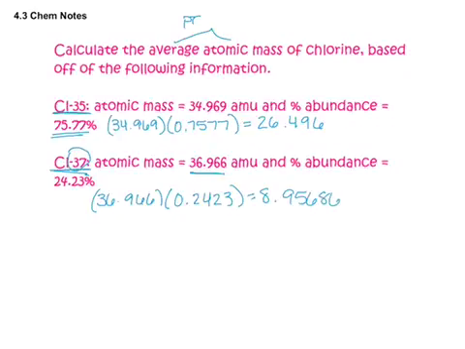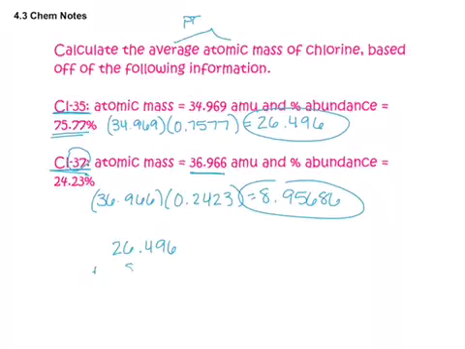And you get 8.95686. And then the last step is to add your two numbers together. So 26.496 plus 8.95686, and you would come up with 35.45 AMU as chlorine's average atomic mass. If you were to look at chlorine on the periodic table, you would see that this is indeed chlorine's average atomic mass.